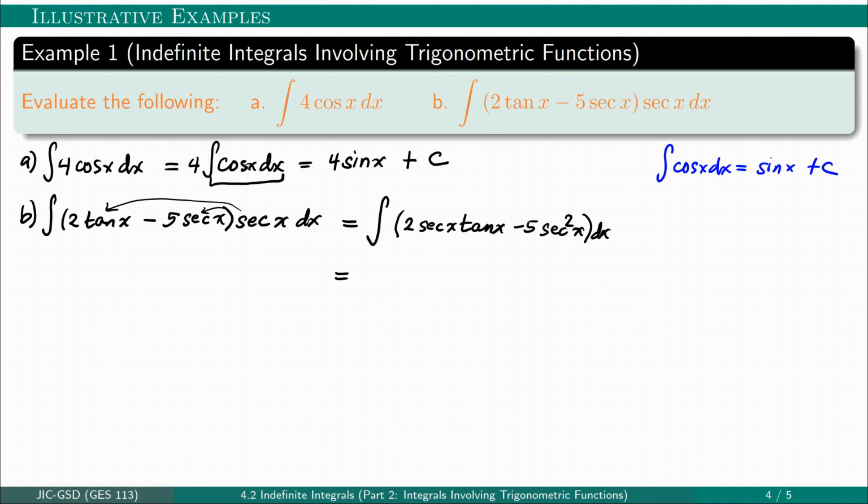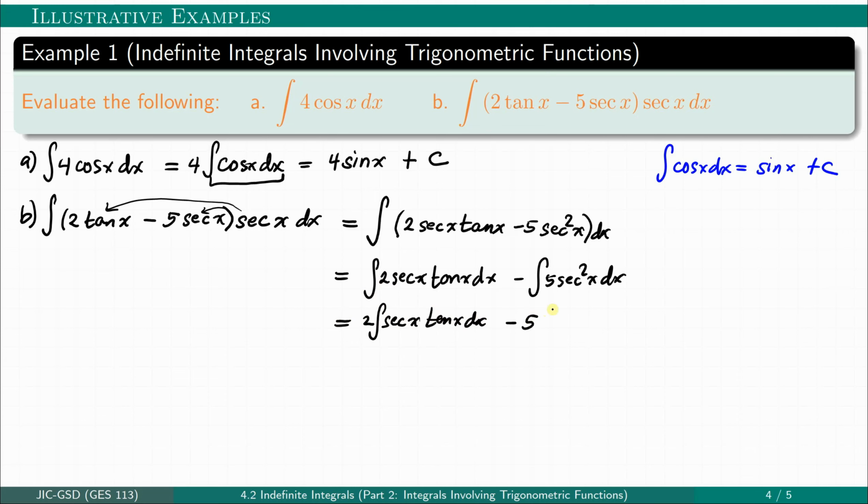And as you have seen in the first episode, if you have f plus g or f minus g, you will have to get the integral of each term. So we have integral of 2 secant x tangent x dx minus integral of 5 secant squared x dx, and we can move the constant outside. 2 integral of secant x tangent x dx minus 5, we can also move the 5 outside of the integral, so this will be integral of secant squared x dx.